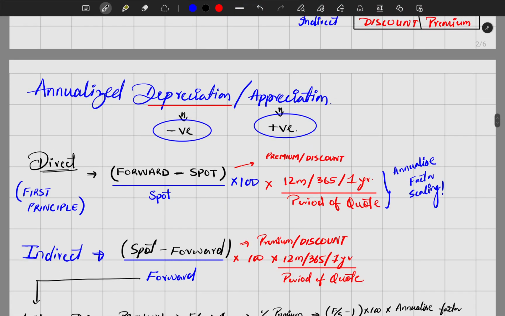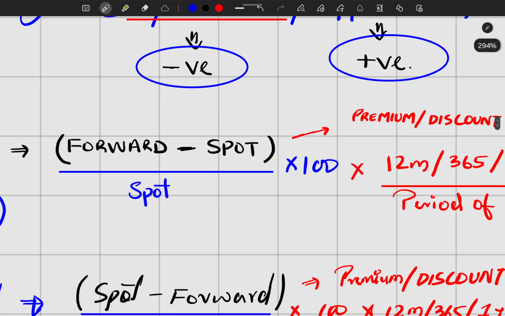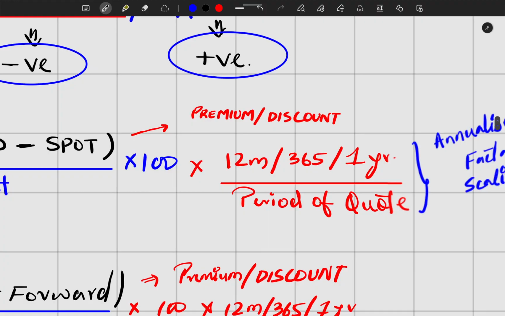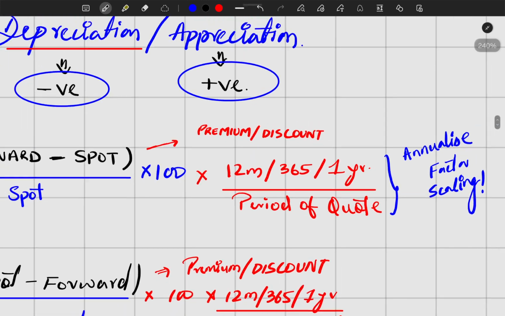All right. How do you calculate the rate of appreciation or depreciation, or rather call it premium or discount? You do it as follows. You do forward minus spot divided by spot times 100. That would give you the percentage of discount or premium. You multiply it by the scaling factor. What is the scaling factor? The time factor. You would have 12 months divided by the number of months between the spot and the forward.